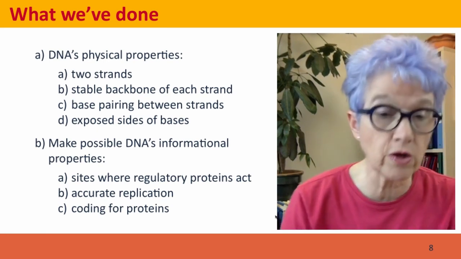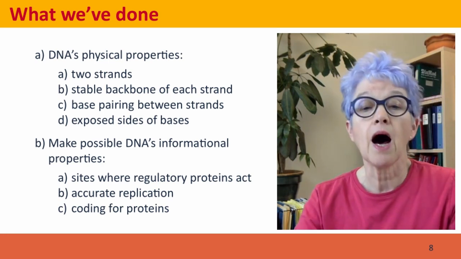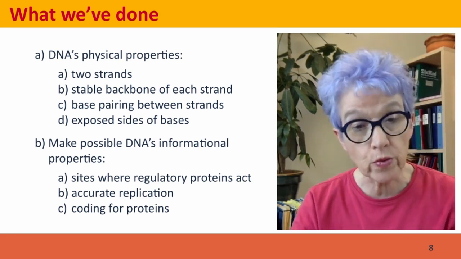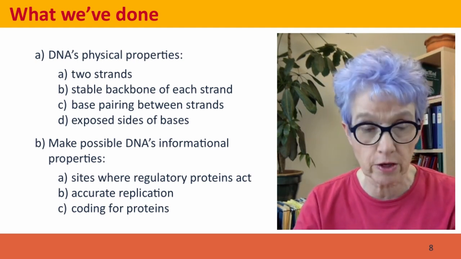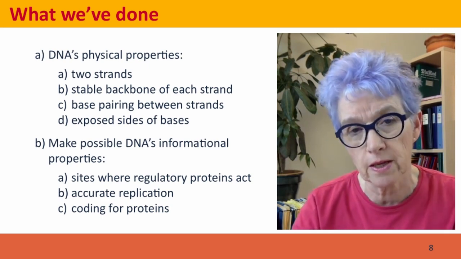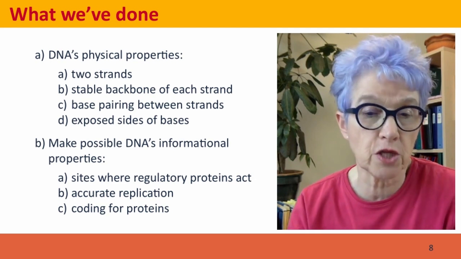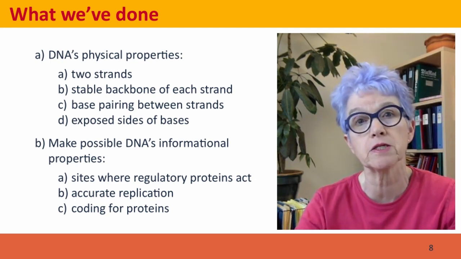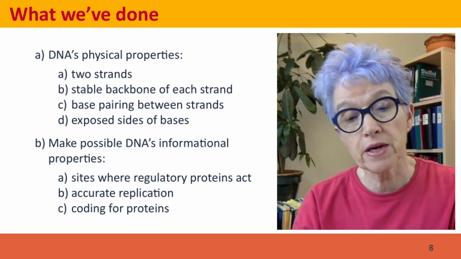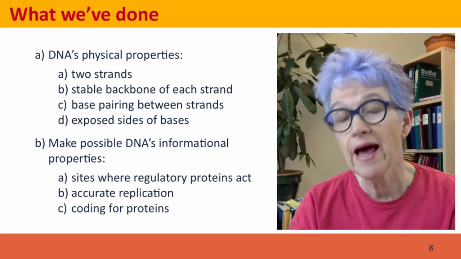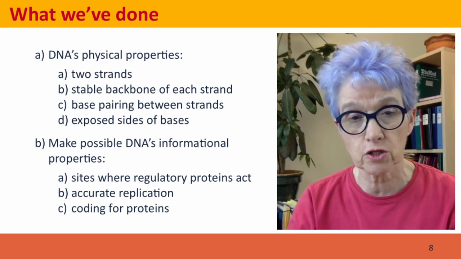So what have we done? We've talked about DNA's physical properties, how it's made up of two strands, each with a strong backbone, and with base pairing between them that's highly specific between particular pairs of bases, A with T, G with C, and how the sides of the bases are exposed. These physical properties then make possible the informational properties, that there are sites where regulatory proteins can act, and base pairing allows for accurate DNA replication, and then, as we'll see, allows for specifying the sequences of the proteins that are to be synthesized.